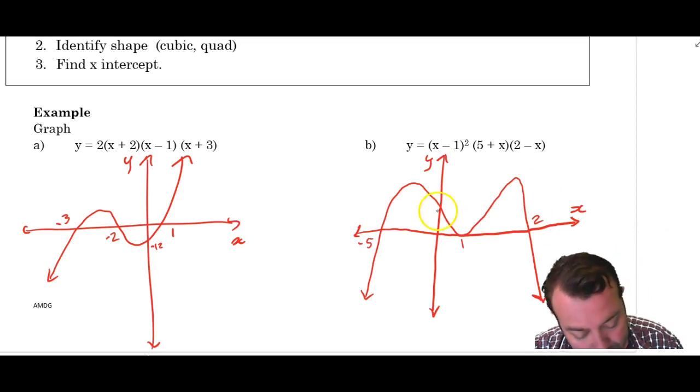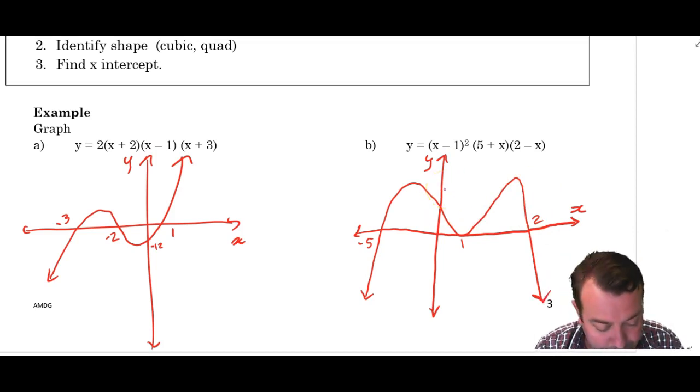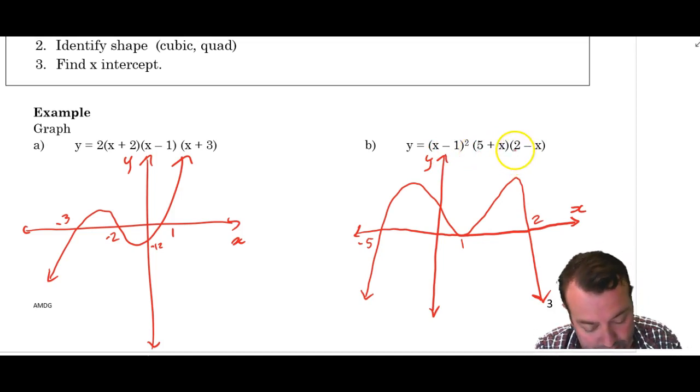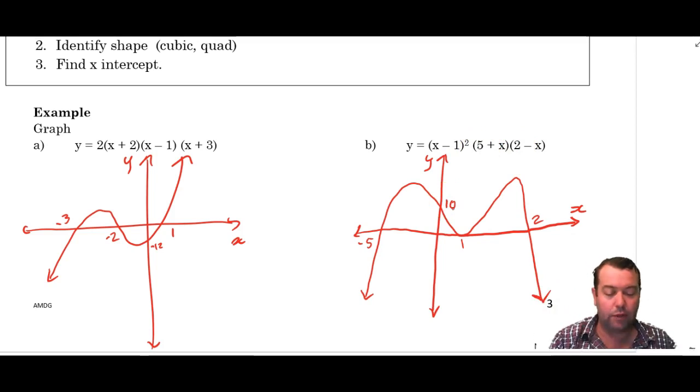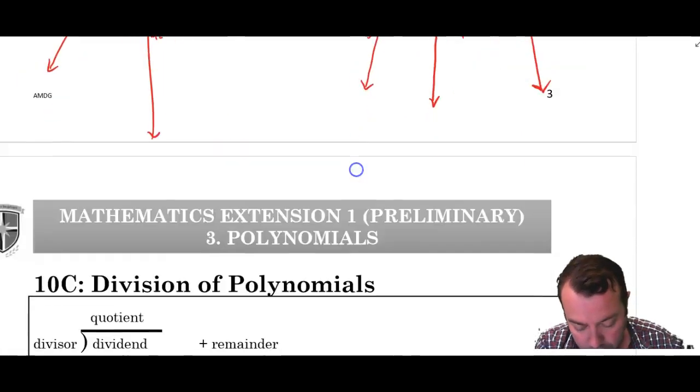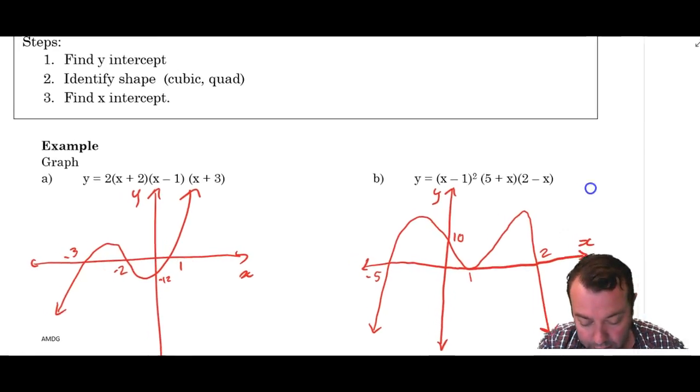I also need to find my y-intercept, and that's my constant. So negative 1 times negative 1 is 1, times 5 is 5, times 2 is 10. So that's up there at 10. Okay, there we go. That is graphing polynomials. There's a bit of work to be done in that.